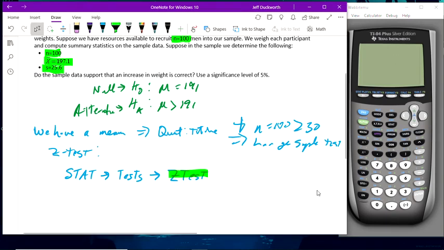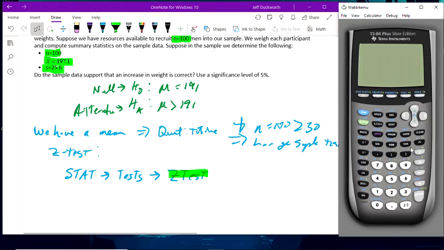All right, so let's go to the calculator. Stat, go over to tests. It happens to be the very first option, number 1 there. We don't have data, we have summary stats. So we're going to need to arrow over to stats and hit enter. So mu sub naught, remember mu sub naught is what we're trying to test. The mu sub naught here is 191.